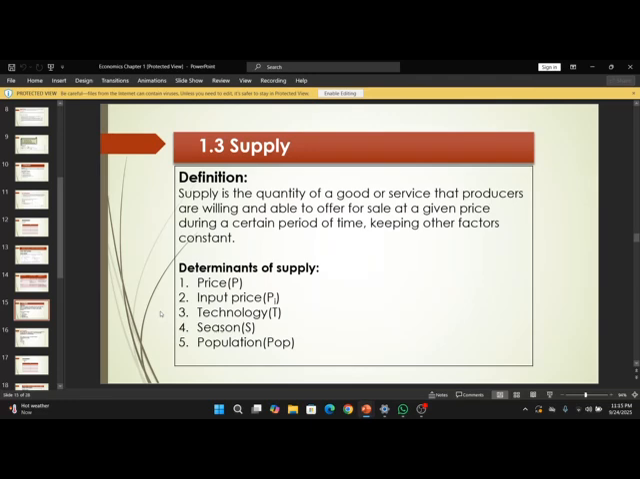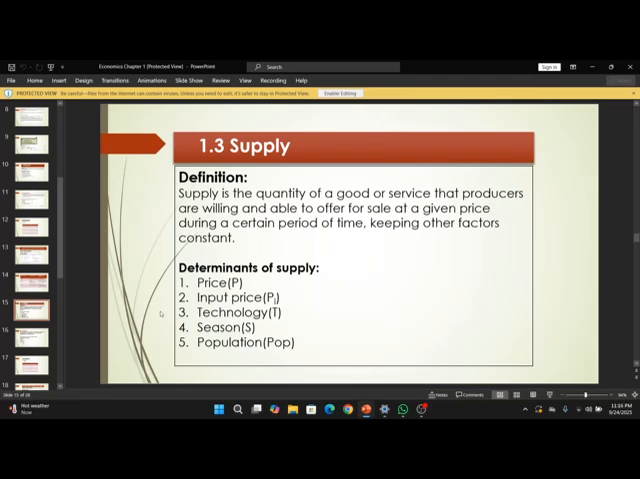Today I am going to talk about one of the most important concepts in economics, supply. My discussion will cover the definition of supply, its determinants, the law of supply, the supply schedule, and the difference between change in supply and change in quantity supplied.